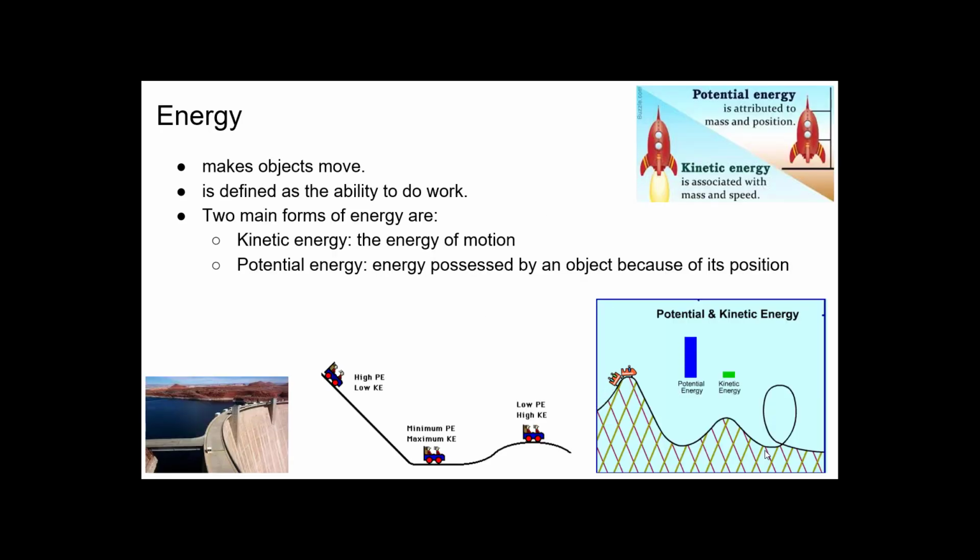There are two different types of energy I want to talk about here. There is kinetic and there is potential. Energy makes objects move, again, and is defined as the ability to do work. There are two types: kinetic energy, which is the energy of motion, and potential energy, which is energy possessed by an object because of its position.